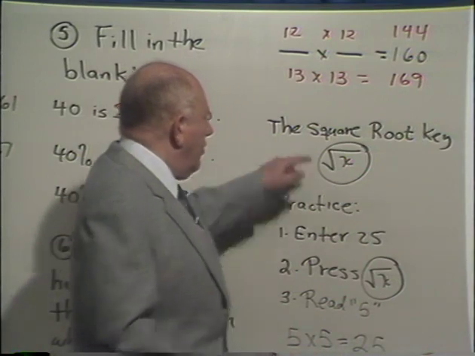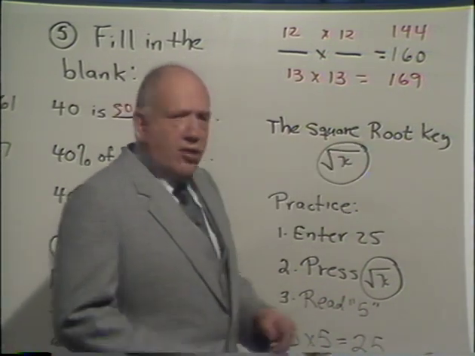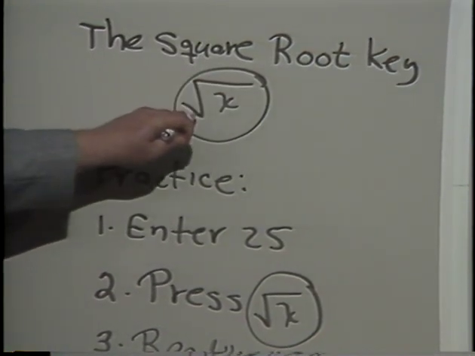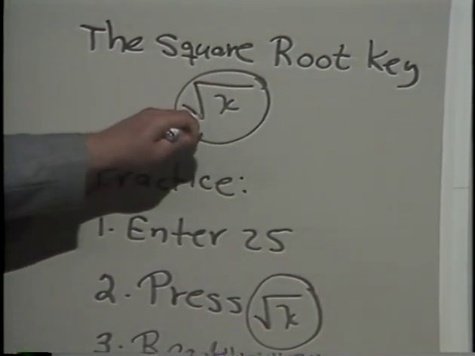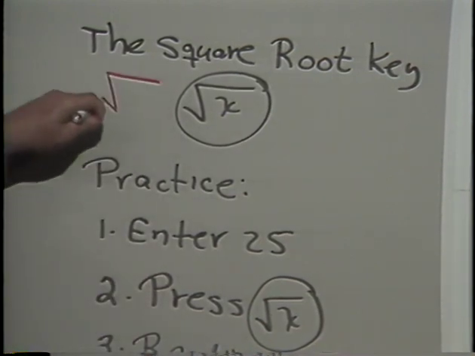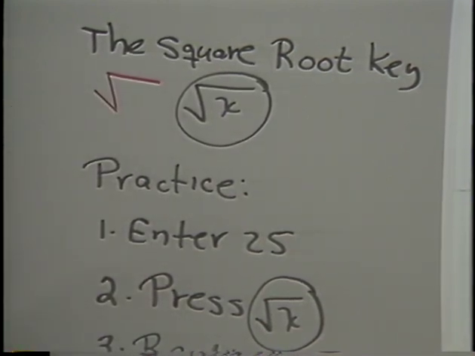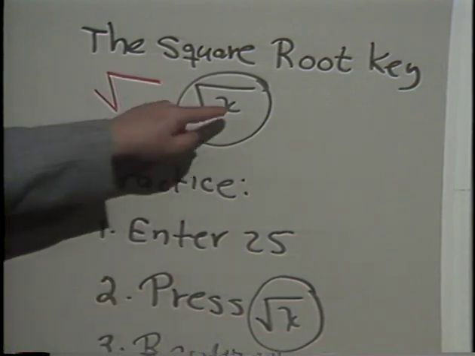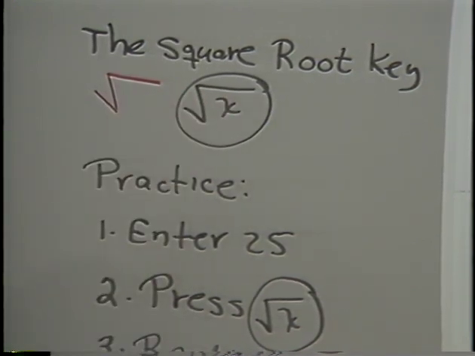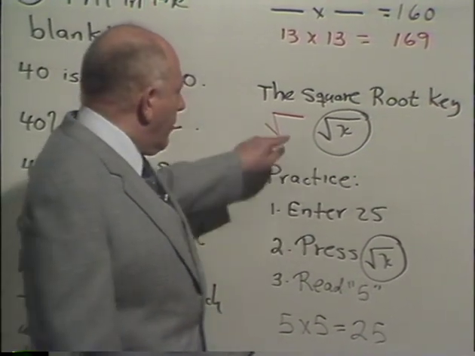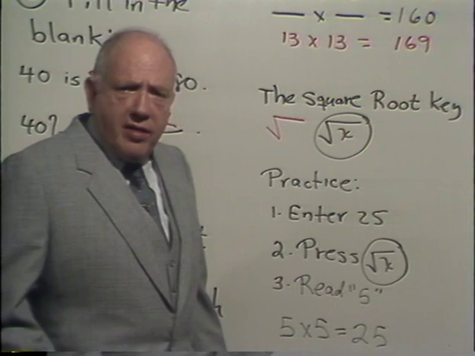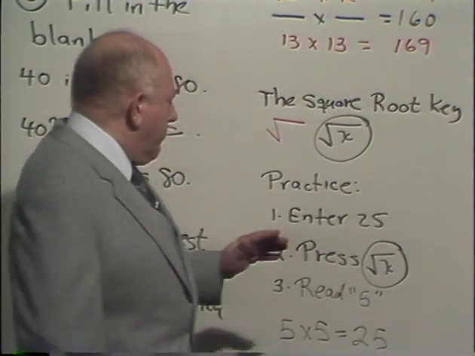And what I'd like you to do is to have a calculator which has a square root key on it. The square root key often looks like a division symbol with a hook on it, and sometimes the letter X appears inside, and sometimes it just appears like this. On my calculator, when you want the square root of a number, you enter the number first, then you press this key. On some calculators, you first press the square root key, then you press the number. But let's start with an easy problem.